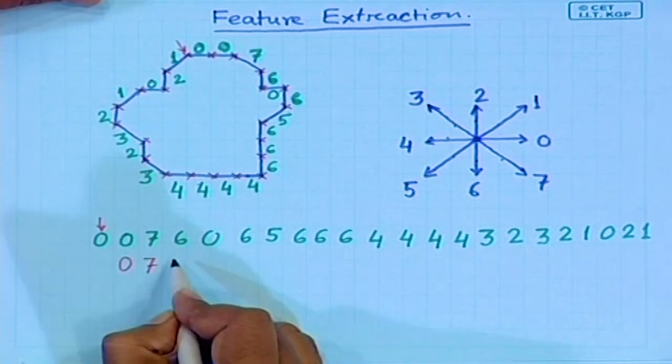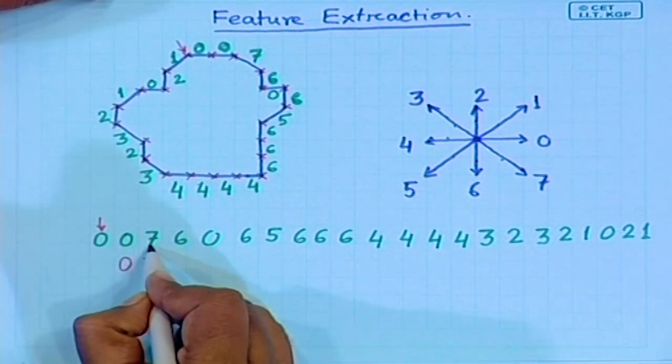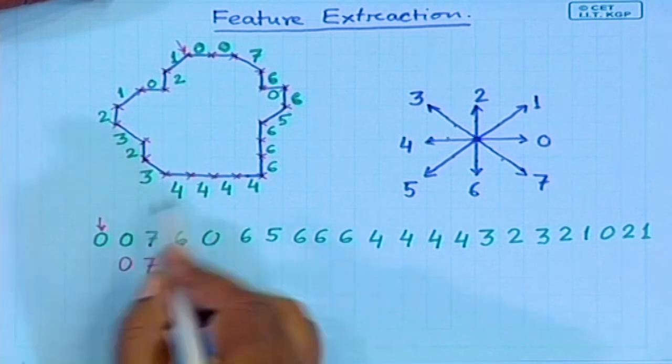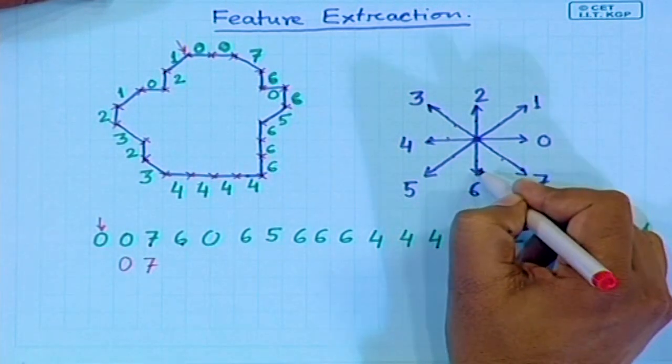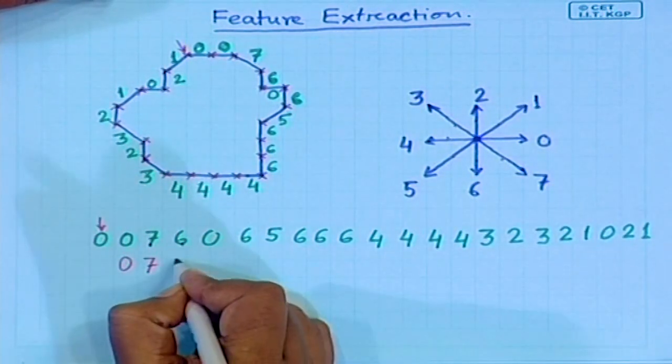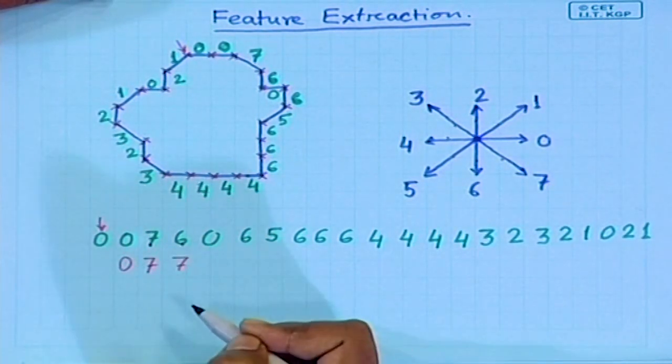To generate the next code, I know that this was 7, the next one is 6. So, how many steps of rotation do I have to find? I have to compute. So, this is 7, this is 6. So, again I have to compute 7 steps of rotation. So, this will also be coded as 7.